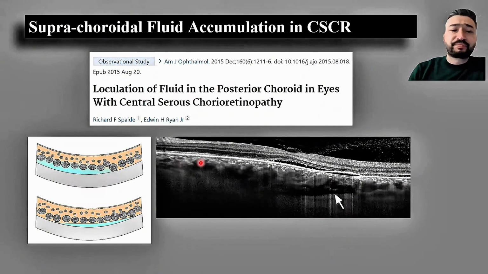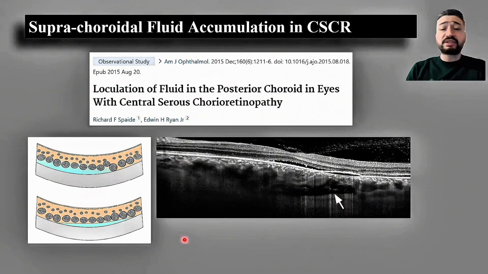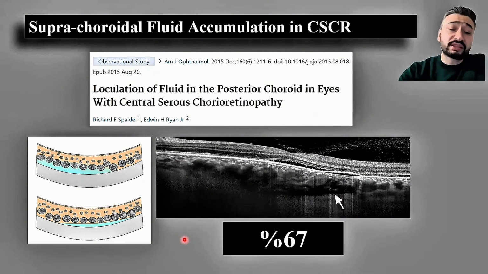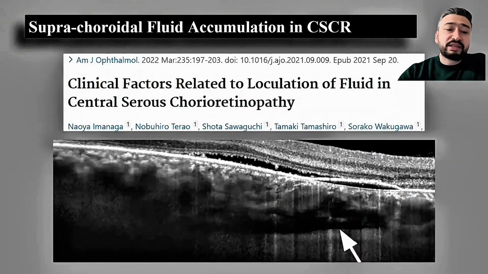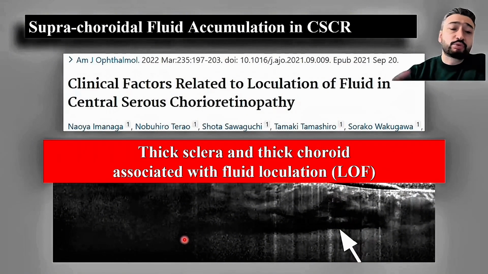It didn't end there. Spaide showed this in 2015. There is fluid loculation in CSCR patients. What does this mean? There is fluid accumulation involving the choroidal vessels, or at the same level as the Haller's layer vessels in 67% of these patients. And again, Imanaga and colleagues showed that this fluid loculation is associated with thick sclera and thick choroid.